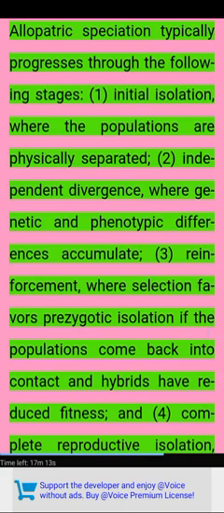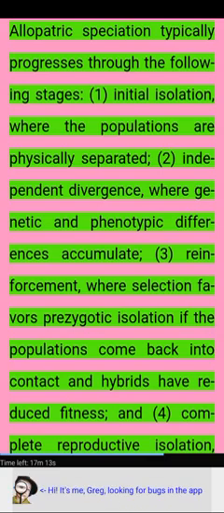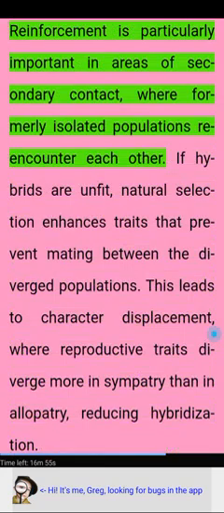Allopatric speciation typically progresses through the following stages. 1. Initial isolation, where the populations are physically separated. 2. Independent divergence, where genetic and phenotypic differences accumulate. 3. Reinforcement, where selection favors prezygotic isolation if the populations come back into contact and hybrids have reduced fitness. And 4. Complete reproductive isolation, even in the absence of the physical barrier.